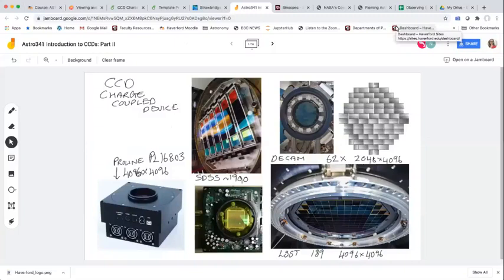Okay, so this is going to be part 2 of CCDs. This is just starting from the slide that I had made last time with some pictures of some CCDs. So we've got our CCD, the Pro line, and then we've got some of the professional CCDs that are in use in astronomy.